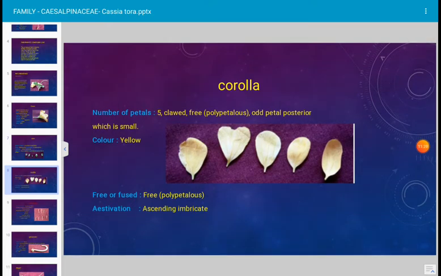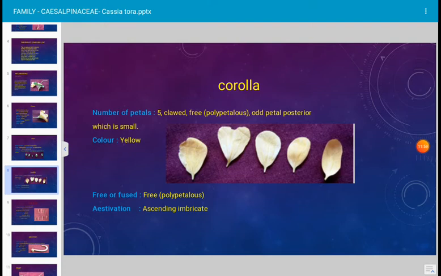This is the corolla of Cassia tora, and the corolla consists of petals. How many petals are there? There are 5 petals, and each petal has a small stalk-like structure called a claw. Clawed petals are there, and these petals are free. Free petals are described as polypetalous in taxonomy. The odd petal is posterior, which is small. The color of the petals is a beautiful yellow. I told you, polypetalous condition.